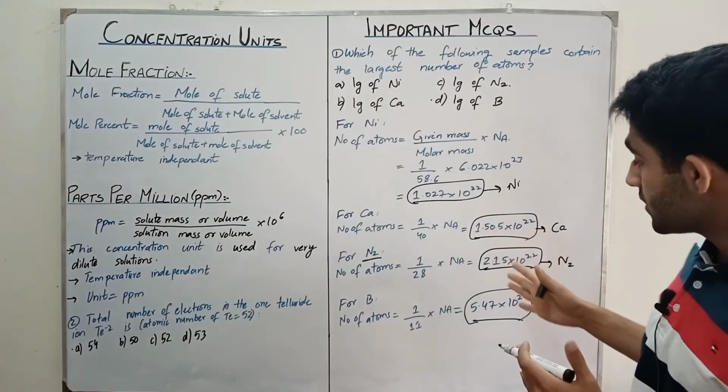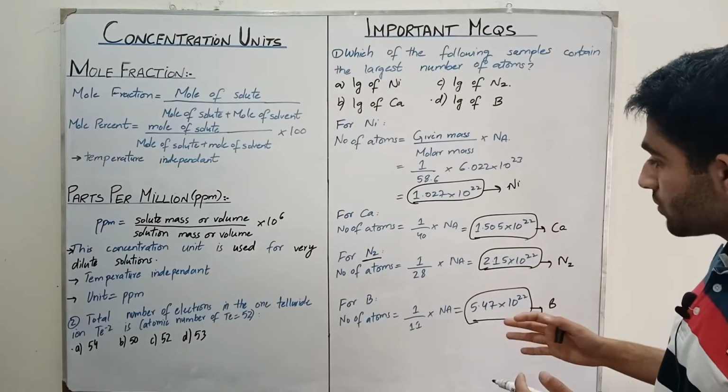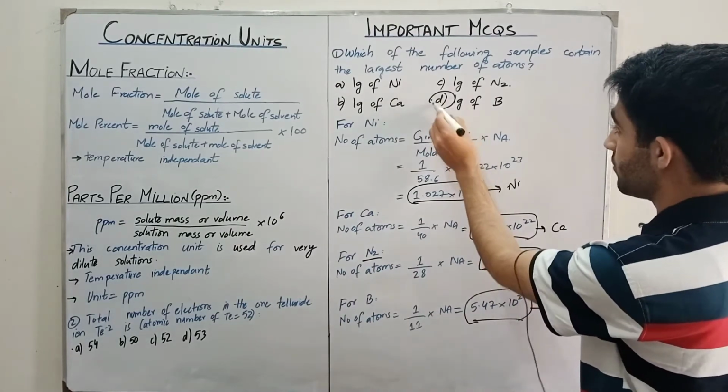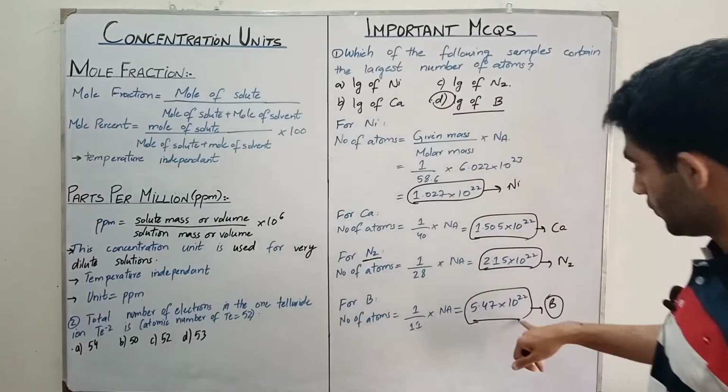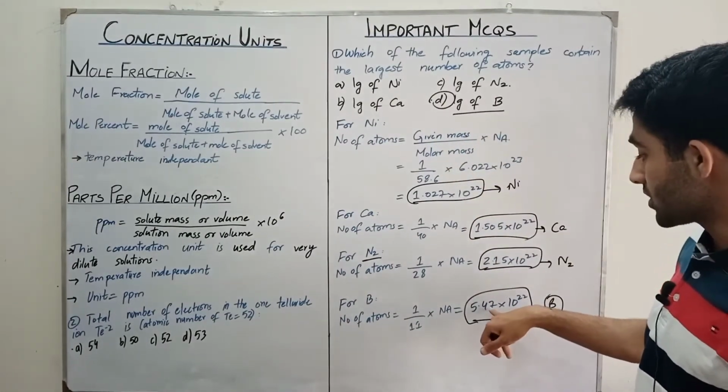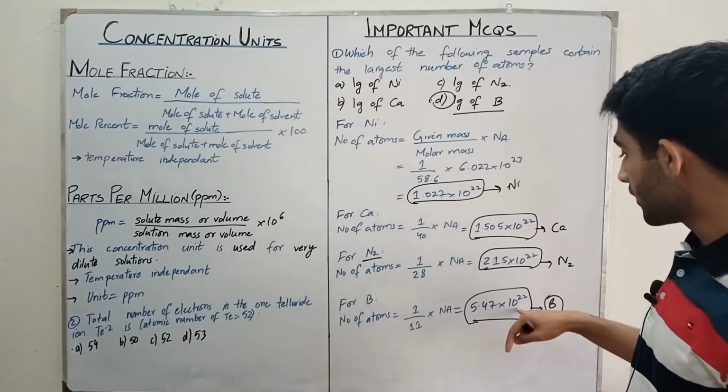From the answers, the largest number of atoms is in option D, which is 1 gram of boron. The answer is 5.47 into 10 raised to power 22.